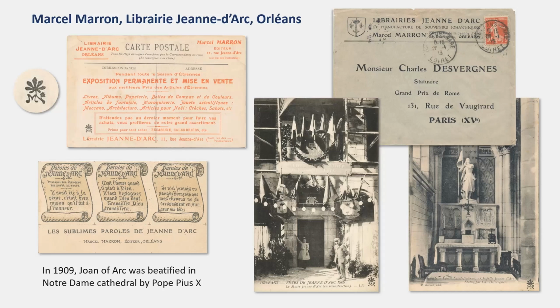The letter in the top right-hand corner is a letter from him to Charles Desvergnes, who was a sculptor in Paris. And basically, Marcel Marron was his agent. And any little statuettes that Desvergnes made were sold through him in Orléans. And on one occasion, Desvergnes was commissioned to produce a larger statue to celebrate the beatification of Joan of Arc. And that's the statue that you can see on the postcard in the bottom right-hand corner, which is in one of the smaller churches in Orléans.